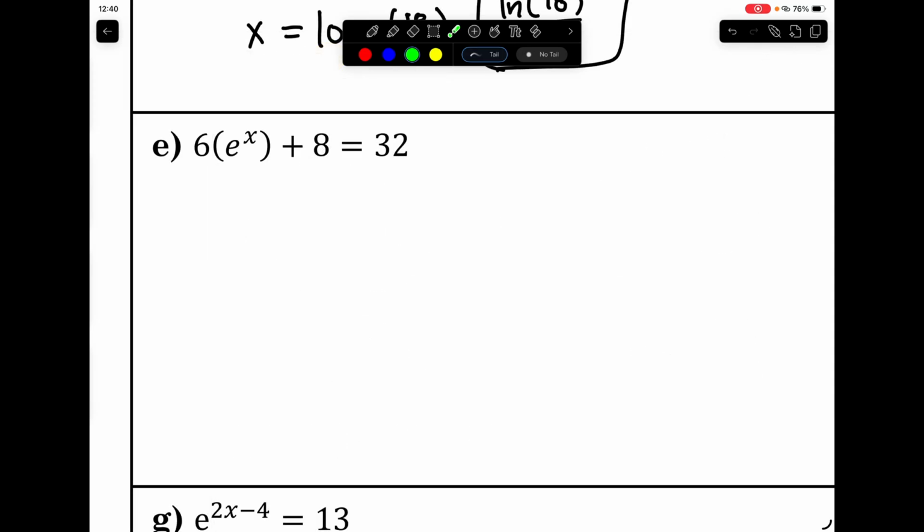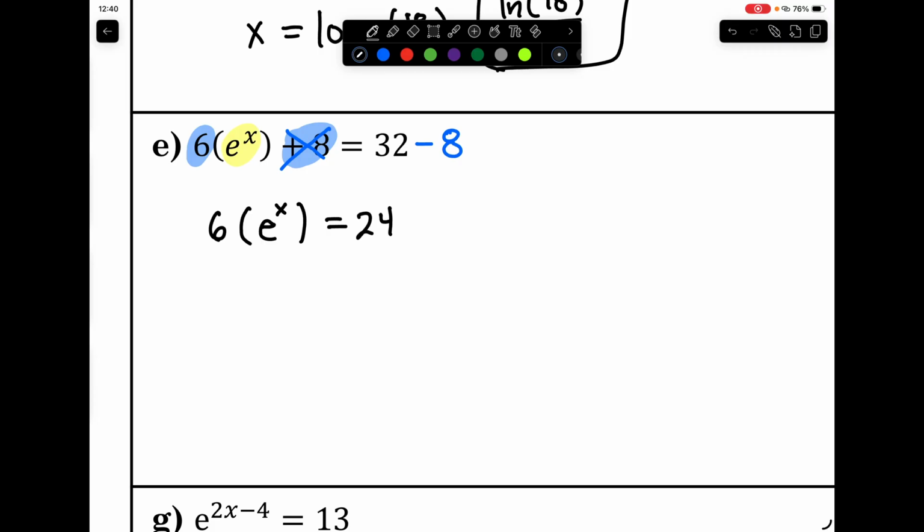So for this example, we'll begin by first identifying our power. So this is e to the power of x. And again, we want everything to be moved, first of all, to the right side. So we need to get rid of the 6 and we need to get rid of the 8. So we'll start first again with the 8, like we did in the previous two examples. So we're going to start by moving the 8 to the other side. That's going to make a negative 8 on the right side. So we have 6 times e to the power of x, and 32 minus 8, that's a total of 24.